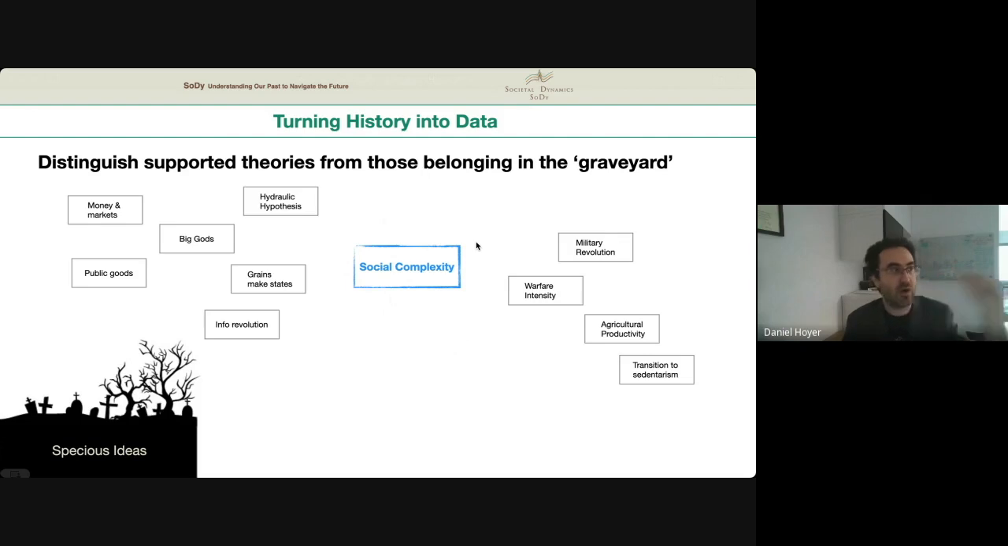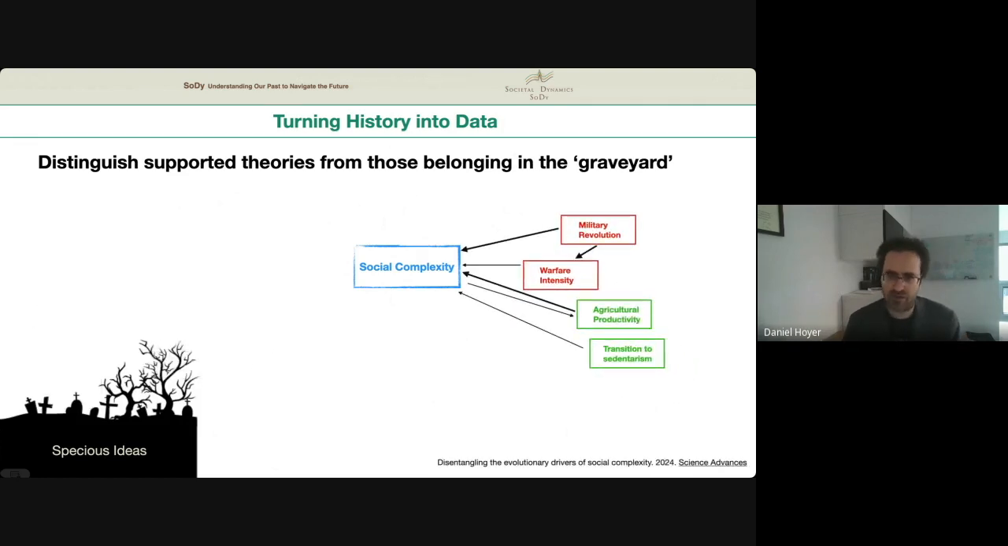And so you can then pull apart the different covariates. You can test the interrelationships between the different driving factors as well. And so here, for example, we had a bunch of very high profile theories, like the hydraulic hypothesis, which has been around since the early 20th century. These are long-standing theories about what drives social complexity. Grains make states, information technology, big God religious and cultural matters. And then again, we had our military revolution, warfare intensity, the technological things, and some drivers about productivity in agriculture. We can go into details, but we put this into a test, a very simple regression model, looking at different time series, trying to control for other relationships between societies as well.